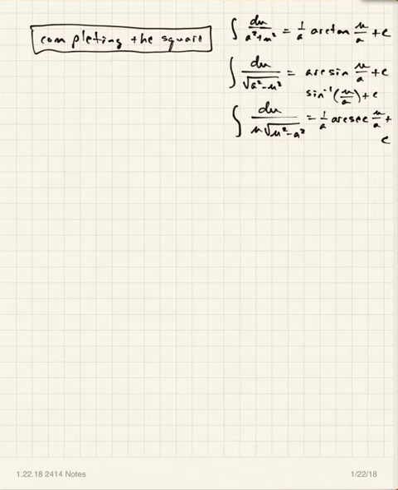All right, so let's talk about an example that fits one of these forms, but where we need completing the square to do the problem. Okay, so this is our example. It's the integral dx over the square root of 10x minus x squared.